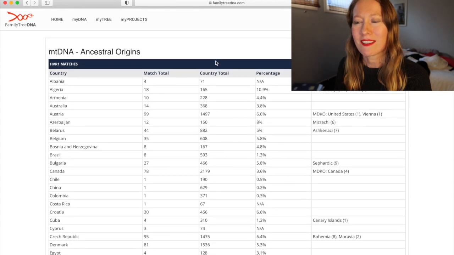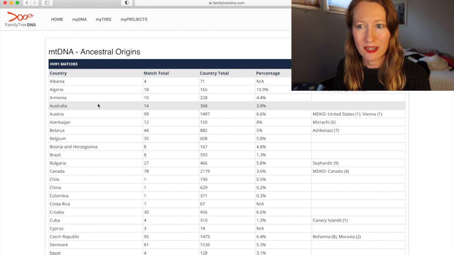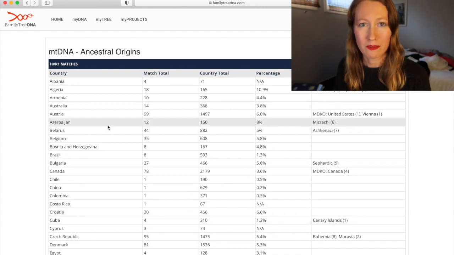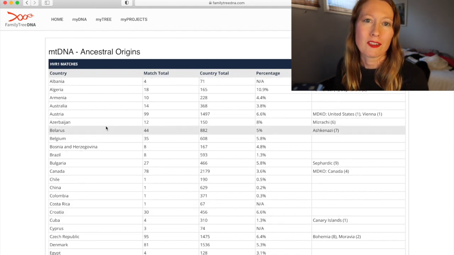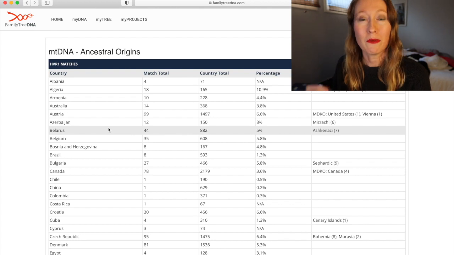So does that make sense? Just remember, when you're looking at this, you're not looking at any kind of ethnicity estimate. These aren't all the countries that your ancestors are from. It's just countries where people who share common ancestry with you have ended up.